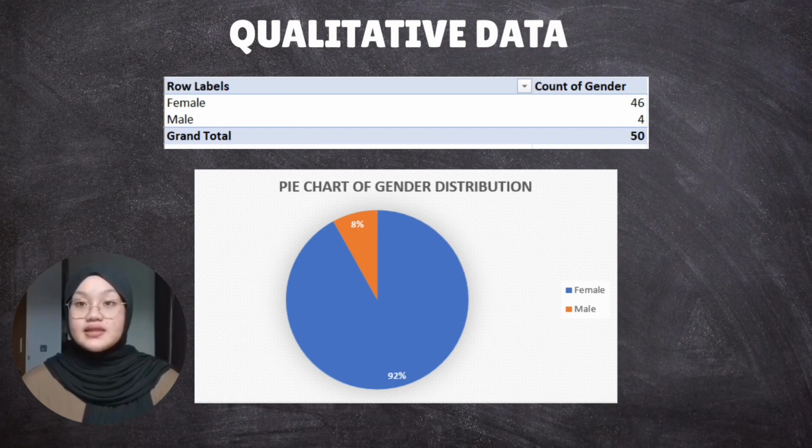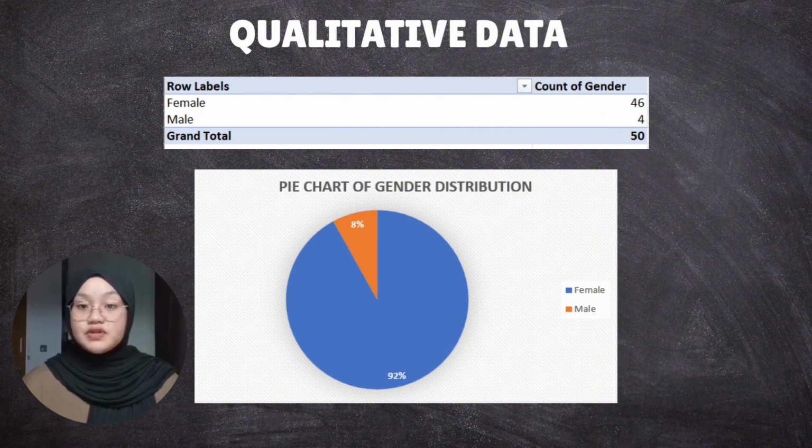So for this survey titled The Relationship Between Monthly Skincare Spending and Monthly Allowance Among Students, we include several types of charts for qualitative data. The first one is a pie chart of gender distribution, and the majority of the respondents are female. Specifically, 92% are female and 8% are male. As you can see, the female respondents, 92%, are represented in blue, while the male respondents, 8%, are represented in orange.